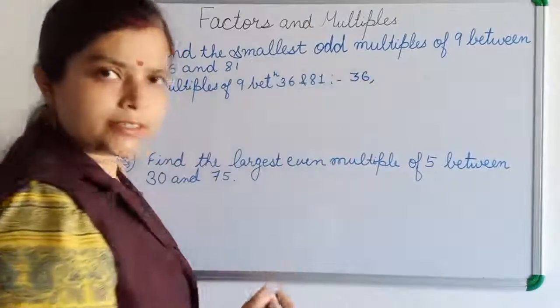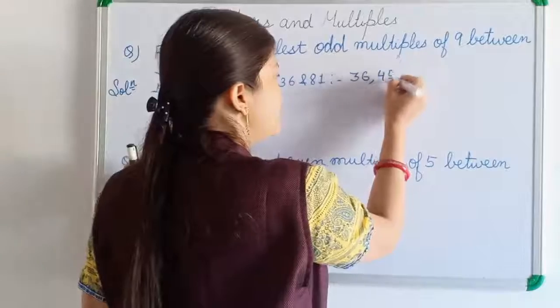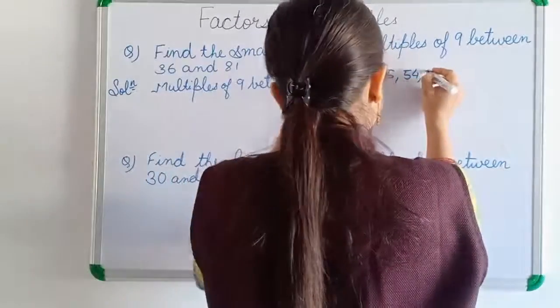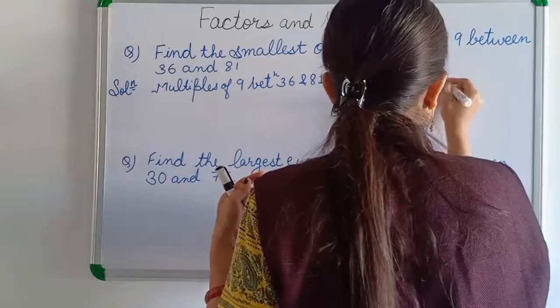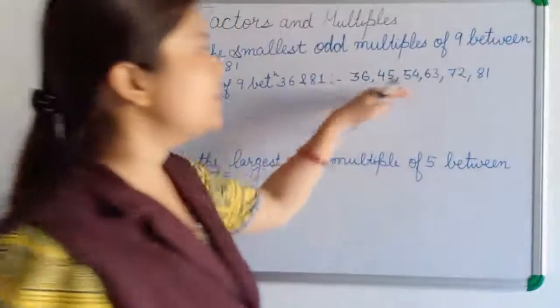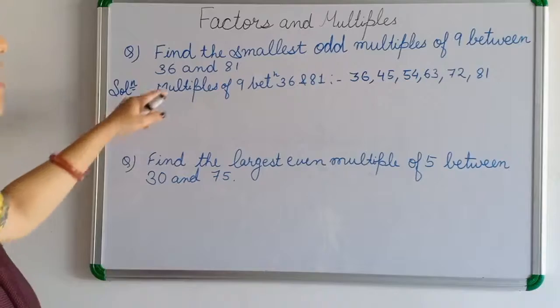9 fours are 36 now. Then 9 fives are 45. Then 54. Then 63. So we have written all the multiples of 9 here. Okay. Now what is asked?